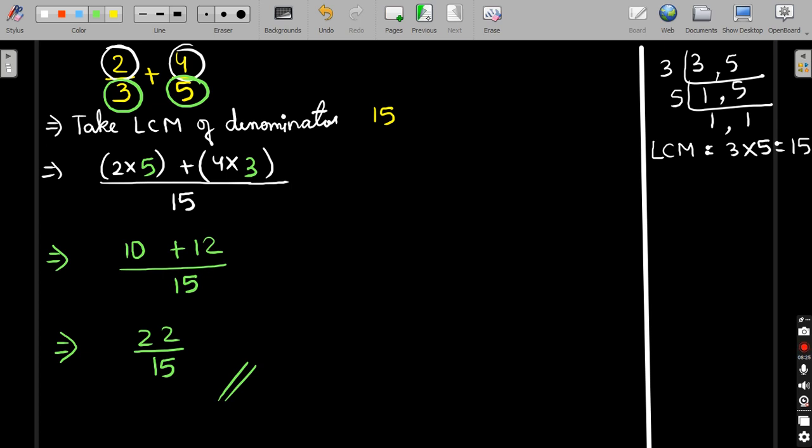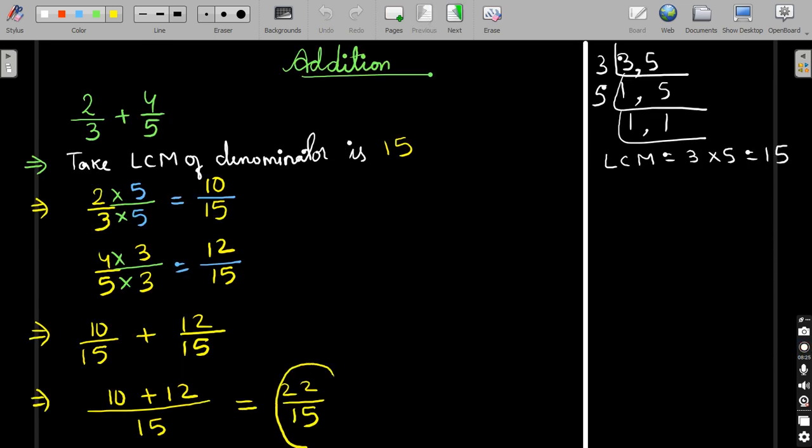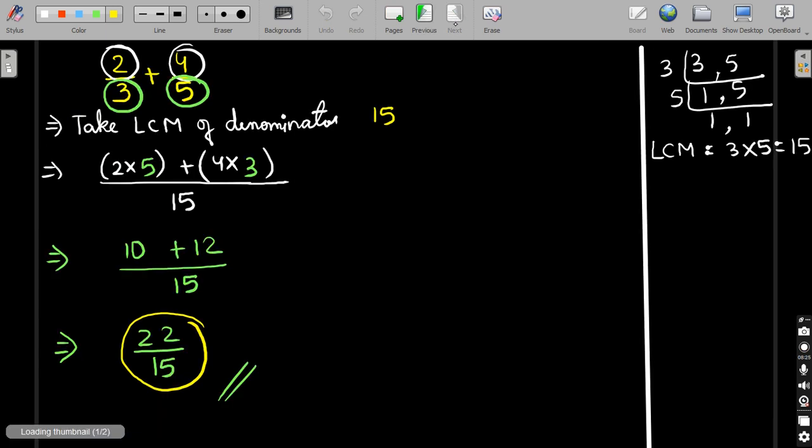We got the same answer, correct, student? As you are able to see here, 22. How much answer did we get here, dear student? What is the addition? 22 by 15. In the previous method also, how much answer did we get here? 22 by 15. So both methods you can apply and you can solve it.